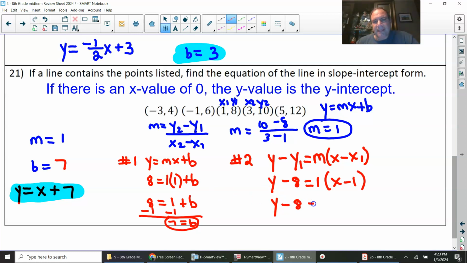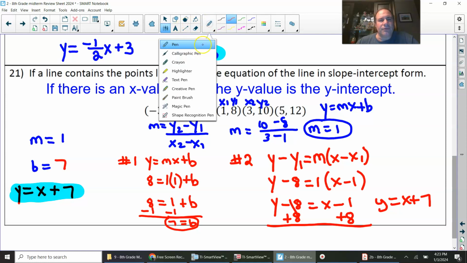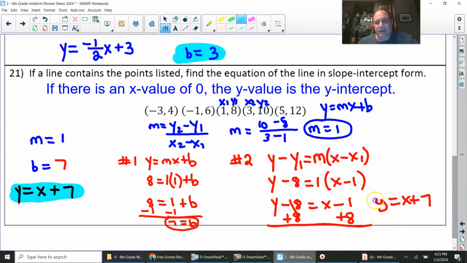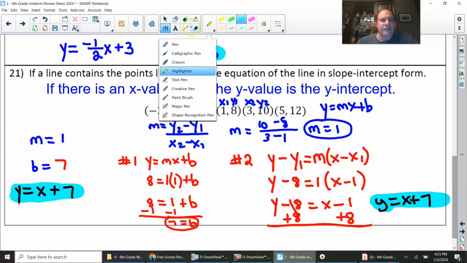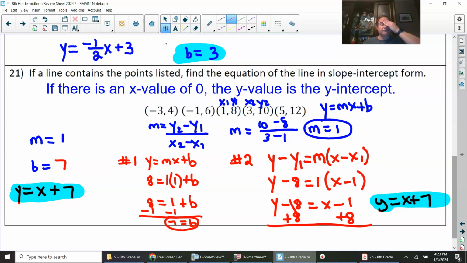that's what you use. Equals, and then this is 1 times x, which is 1x, and then 1 times negative 1 is negative 1. And then you add the 8 on both sides. And you see what I'm saying? This is finished now. This cancels, and you have y equals x plus 7. And you see that on both sides, you do have the same equation. It doesn't matter which one you use. Again, whatever you feel more comfortable with. All right, and that's it.